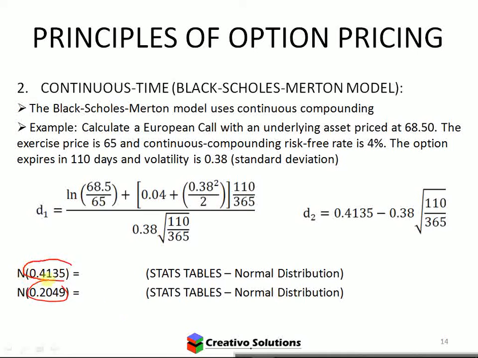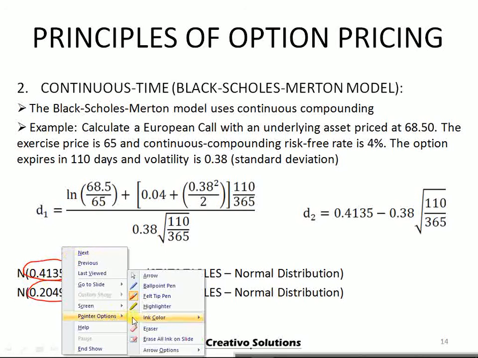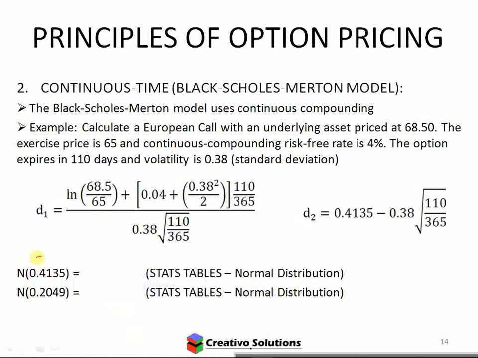I need an N, remember? So how do I get the N? The N will be for the d1 and the d2. So go to page 243, and now you need to look for the correct variable. So what is your z variable here? 0.4135. It doesn't go to that many. So what would your value be?